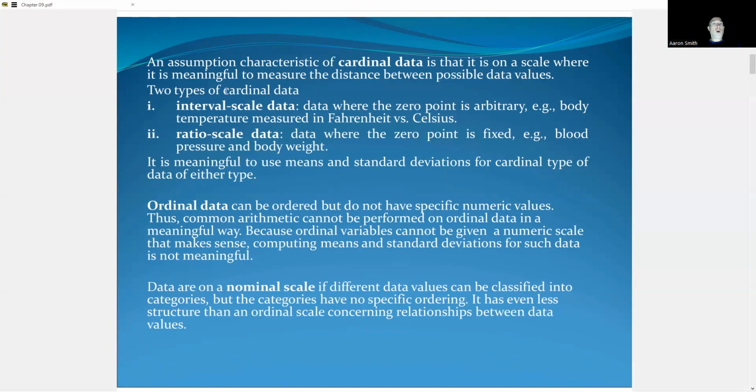Yeah, the textbook calls this cardinal data for interval and ratio. A lot of times, like when you're working with R, it's coded as numeric. In Python, it'll be coded as a float.